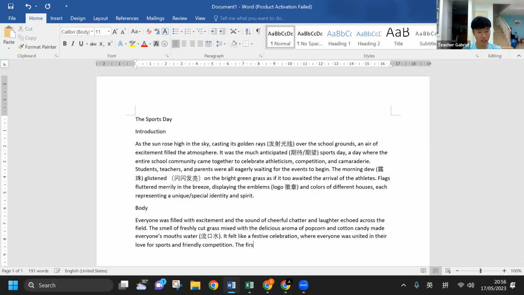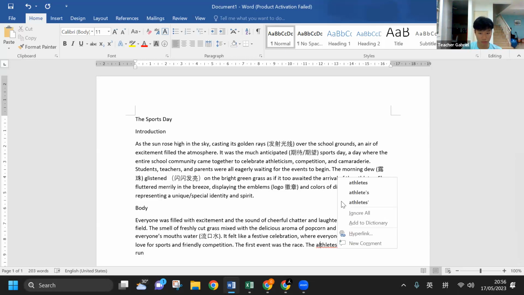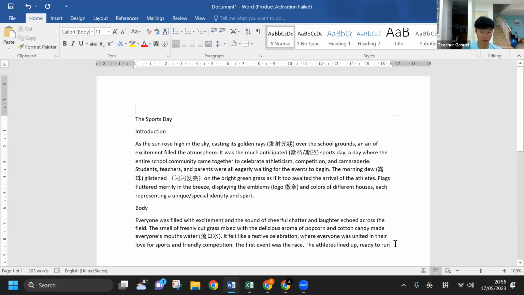Then the first event, okay, then you talk about events already. What comes already? Okay, was the race. Okay, the athletes lined up, ready to run as fast as they could. Okay, so 第一个 event 就是那个赛跑咯 Okay, usually the first event would be the 赛跑 also. Okay, so the athletes line up. Okay, 全部准备 Okay, 全部排了一条线 Okay, line up. Okay, ready to run as fast as they could.